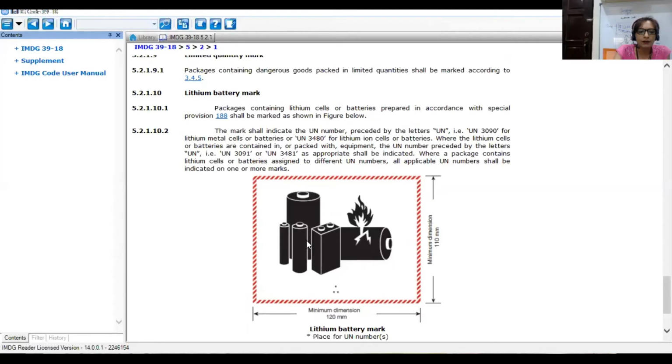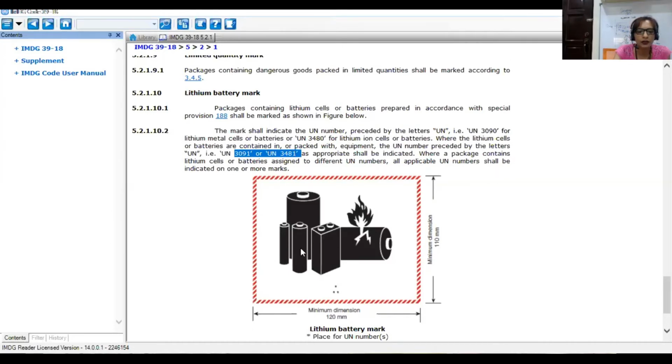So this lithium battery mark shall indicate the UN number, preceded with the letters UN. For instance, UN 3090 for lithium metal cells or batteries, or UN 3480 for lithium ion cells or batteries. Where the lithium cells or batteries are contained in or packed with equipment, the UN number preceded by the letters UN shall be indicated on the package.